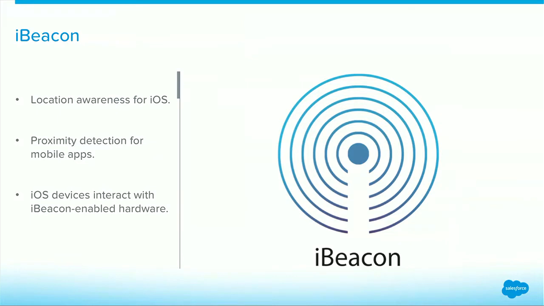iBeacon is a Bluetooth Low Energy protocol that Apple developed to allow iOS developers to embed proximity detection within their applications. So it makes it possible for your iOS device to interact with any hardware that's emitting a Bluetooth signal. Google also has their own protocol known as Eddystone, but today's talk is going to be focusing on iBeacon specifically.